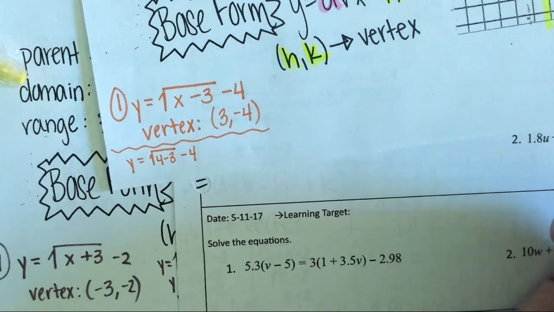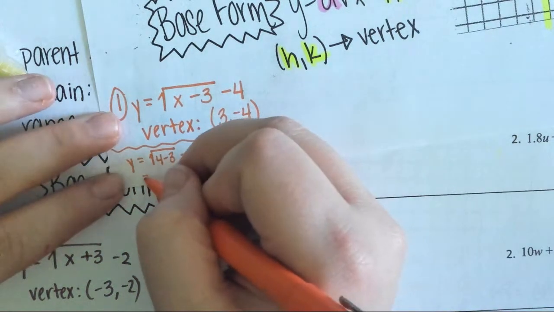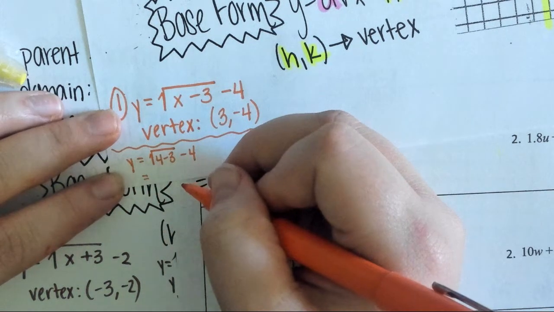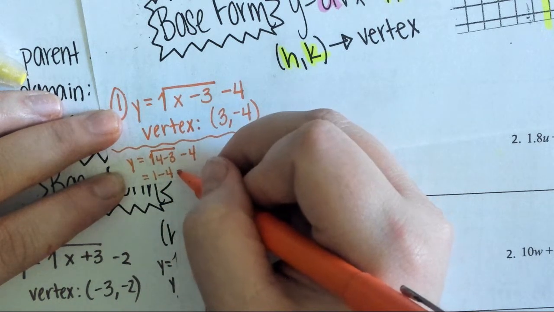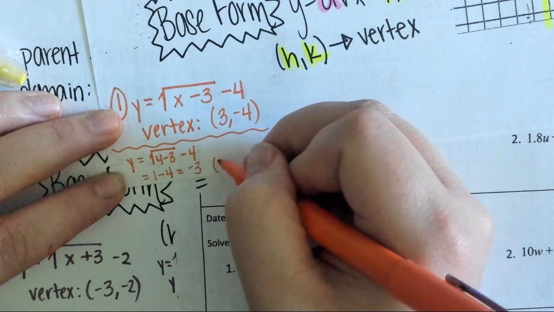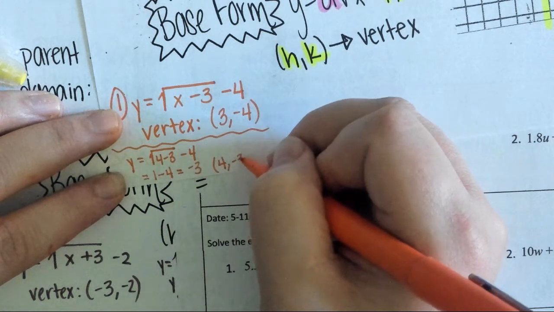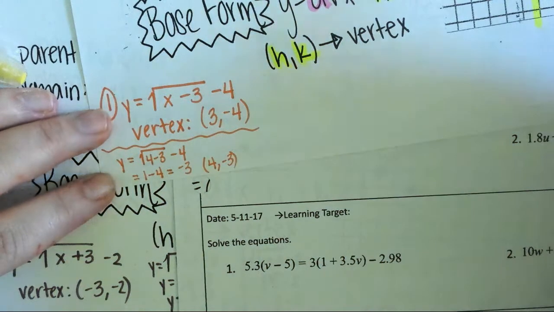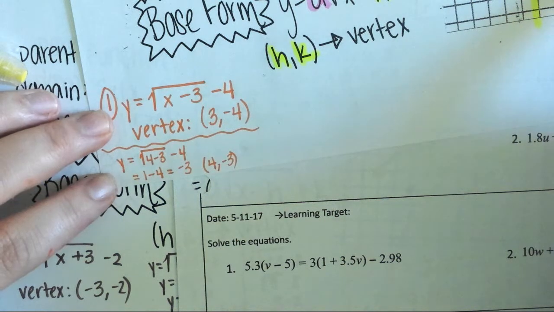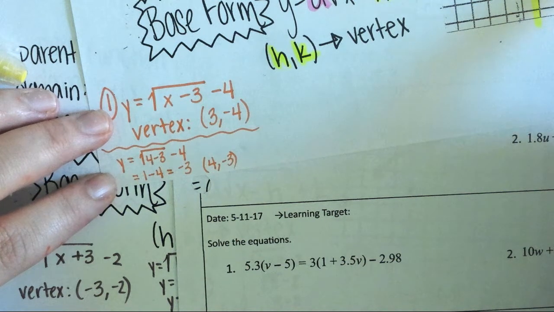Now, why 4? What's 4 minus 3? 1. What's the square root of 1? 1. So I really have 1 minus 4. What is 1 minus 4? Negative 3. So I know there is a point at 4, negative 3. So if I look at my graph, 1, 2, 3, 4, negative 1, negative 2, negative 3, lo and behold, that's where I put my second point anyway.